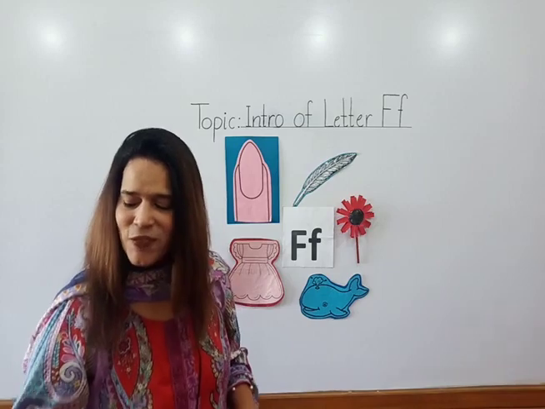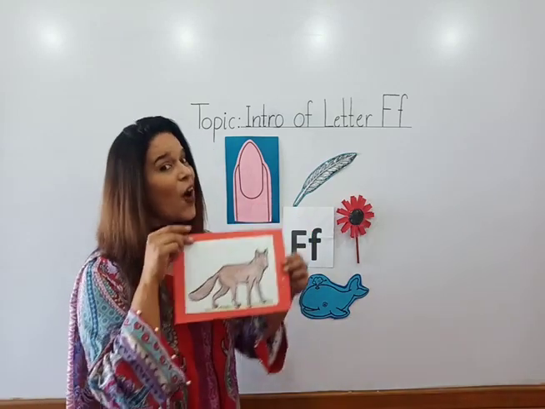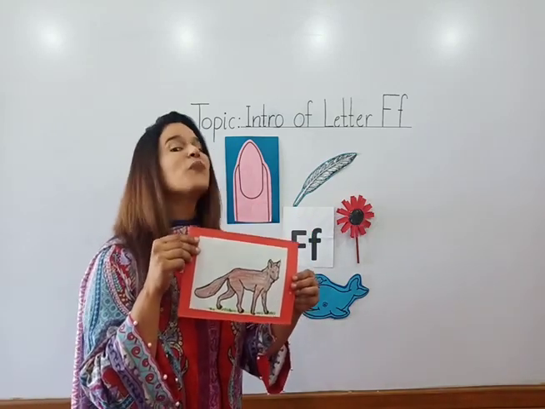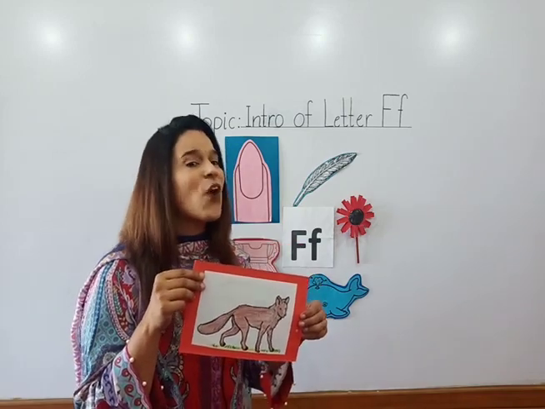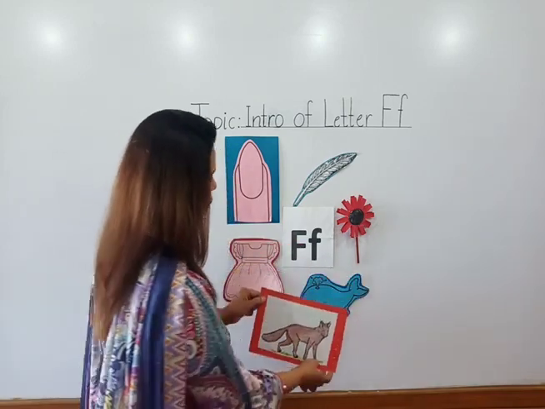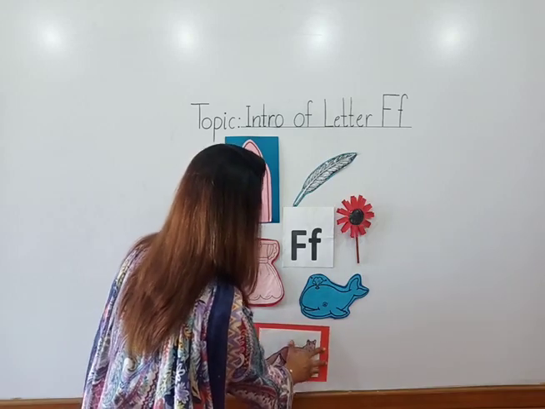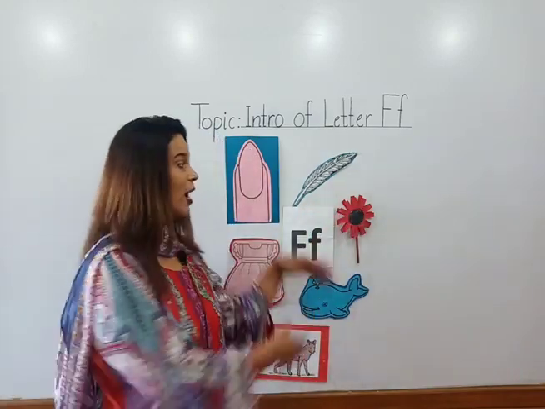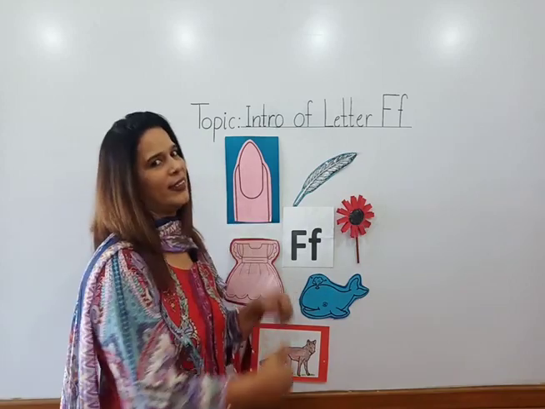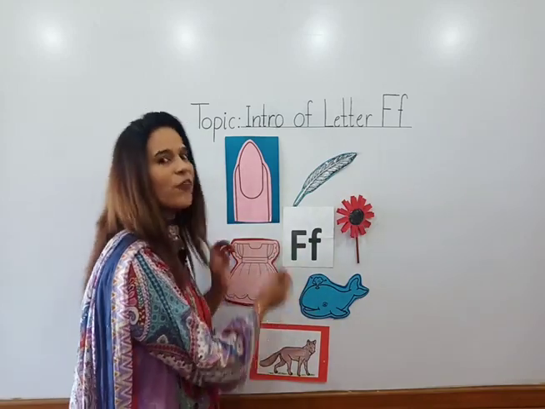One more thing. What do I have? I have a fox. What is this? Fox. Okay, I will paste the fox here. Now children, you can see here are the letter F friends. These are the letter F friends.